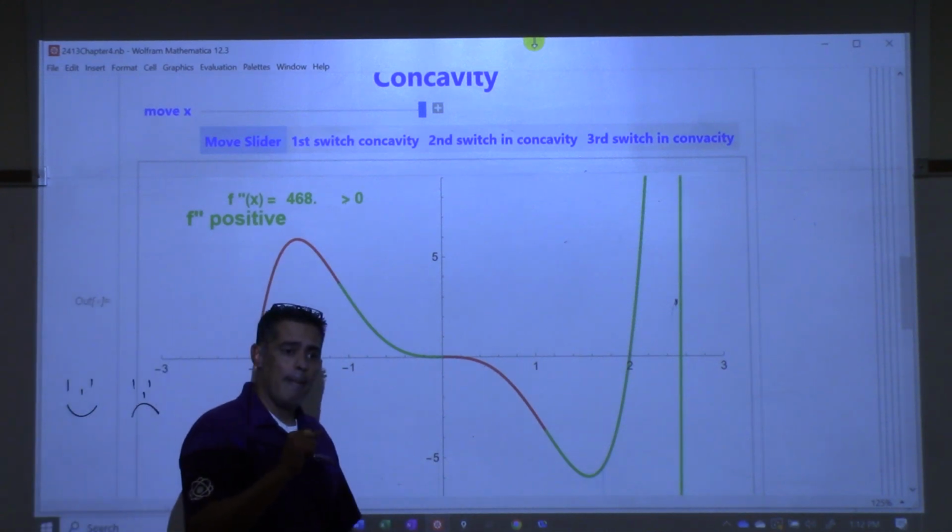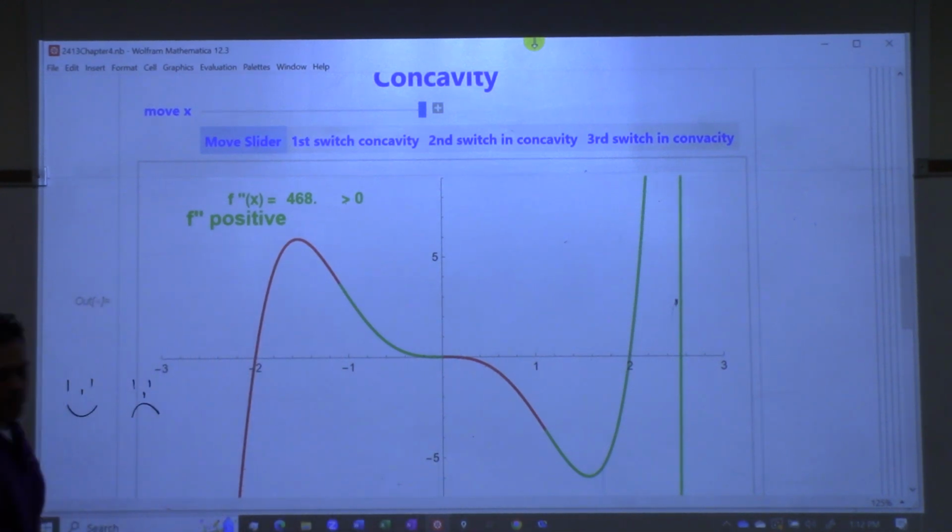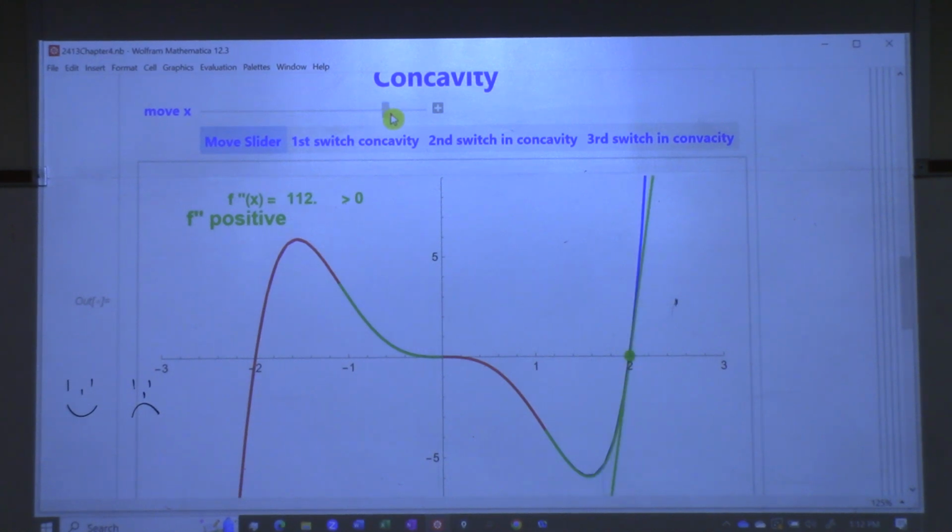Do you have a question? Yeah. Why is it green? That's my tangent line, I was sliding my tangent line across. Sorry about that. I can't get it out of there. Okay. All right, got that?